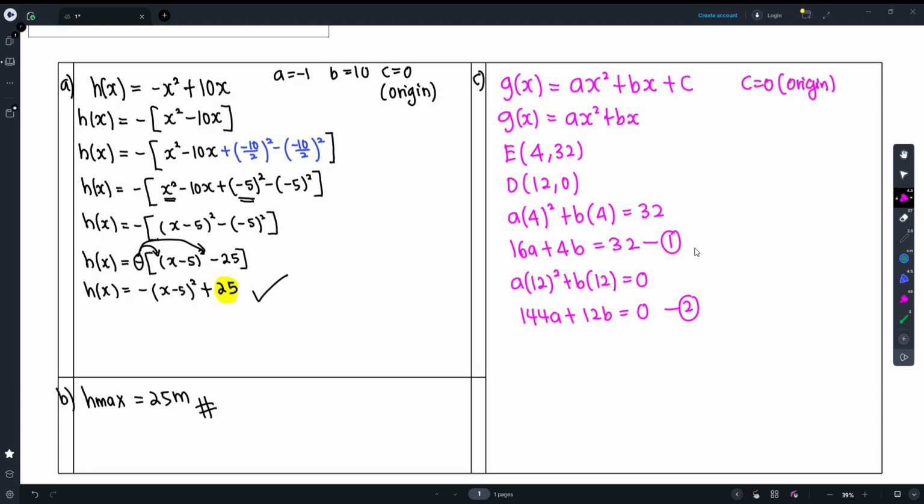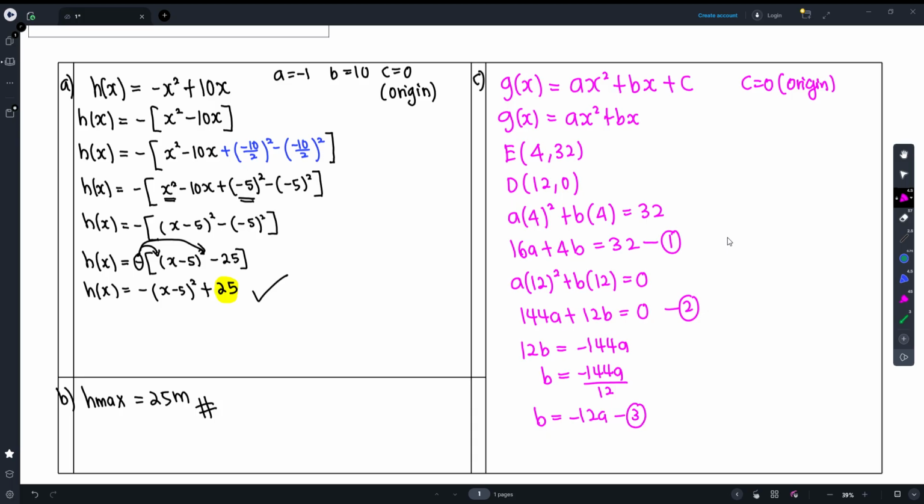So you have two equations and two unknowns. You can use the simultaneous linear equation method to solve. So what will I do? I'll just make b the subject here in order to make my life easier. So when I make b the subject, 12b equals negative 144a. Therefore, b equals negative 144a divided by 12. So b equals negative 12a. This will be my third equation.